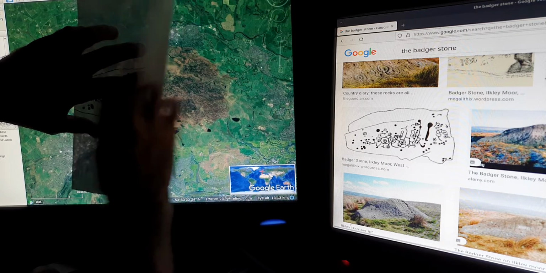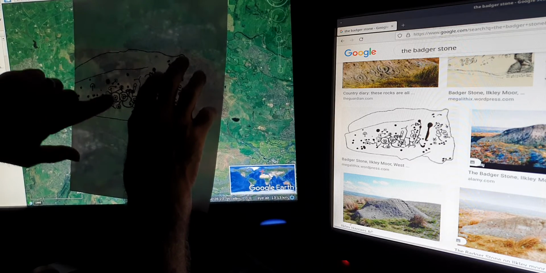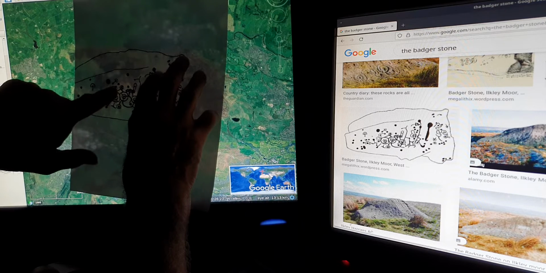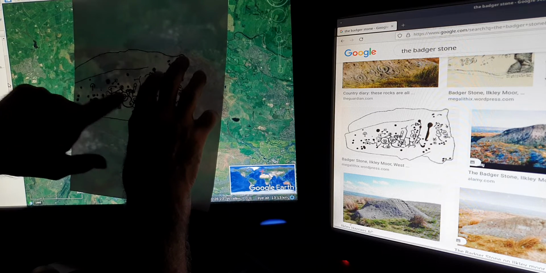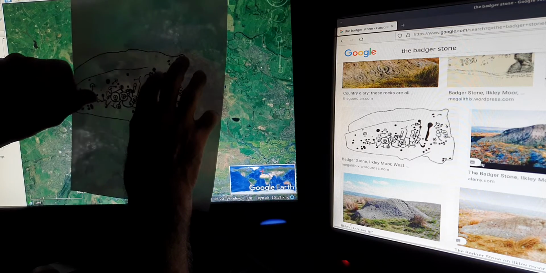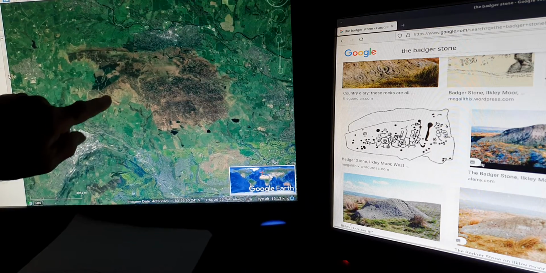Okay? Now let's go over here, and we're going to zoom in on this because it's notable that this has a lot of things around it, all of this structure here. Okay, so let's zoom in on this.